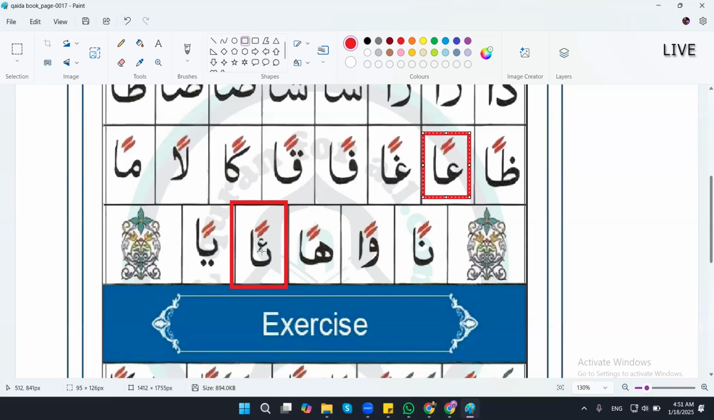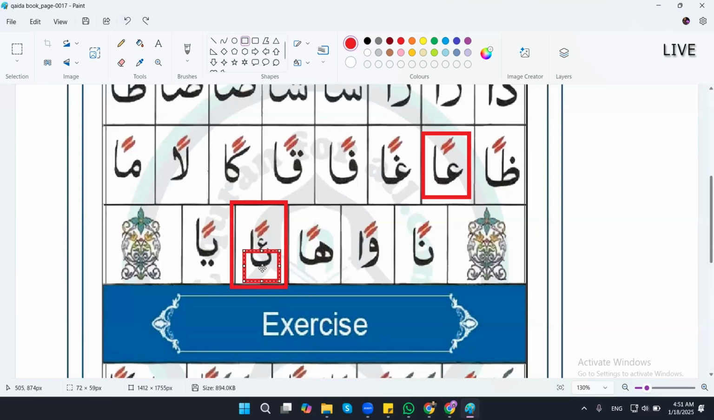No, no, I'm just saying that if we connect Hamza with Alif, with the next any letter without this line, then both shapes will look like that. Ain and Hamza, there will be no difference. So that is the reason they put the line in the bottom and don't connect Hamza with the next letter.